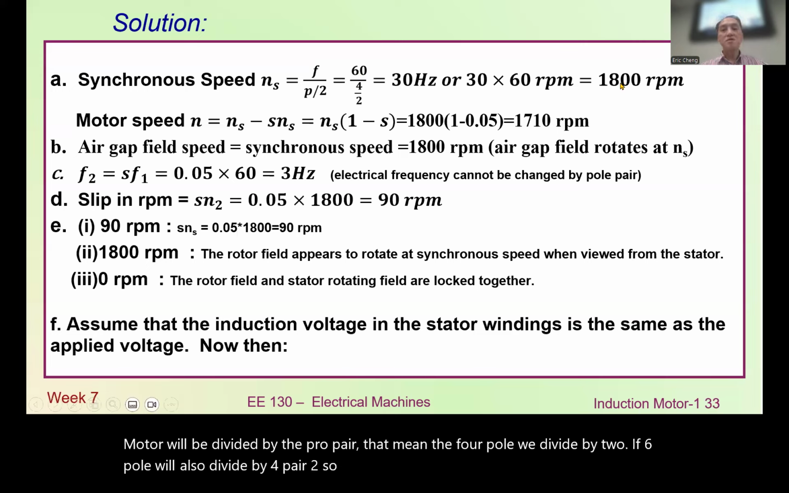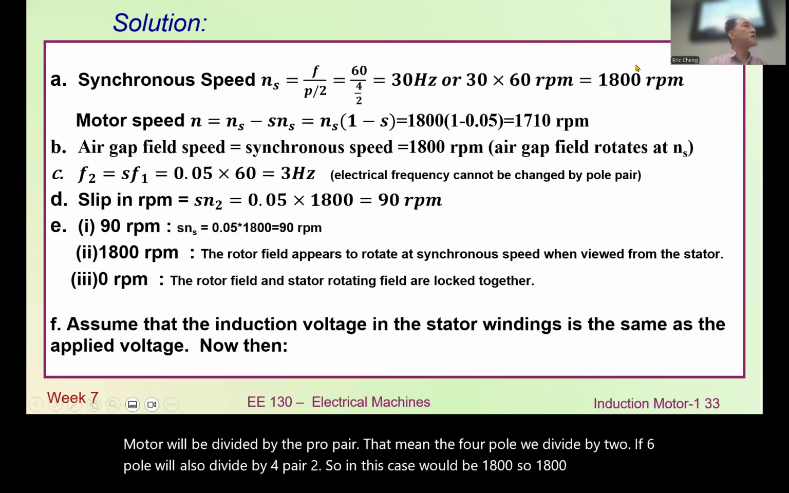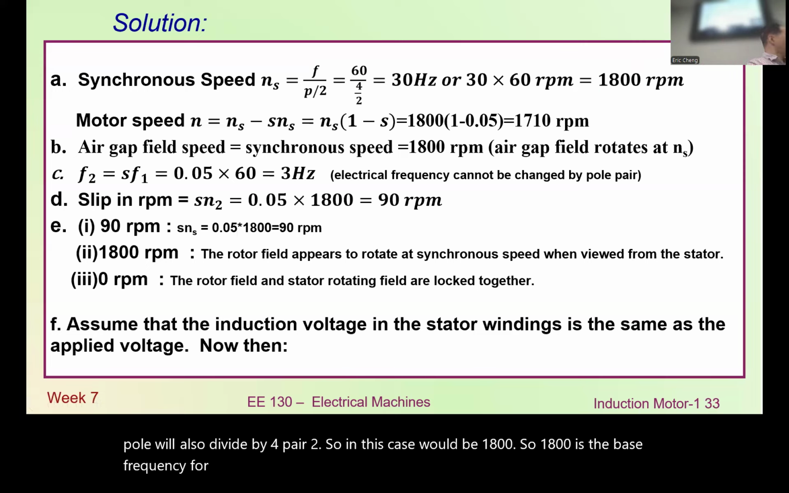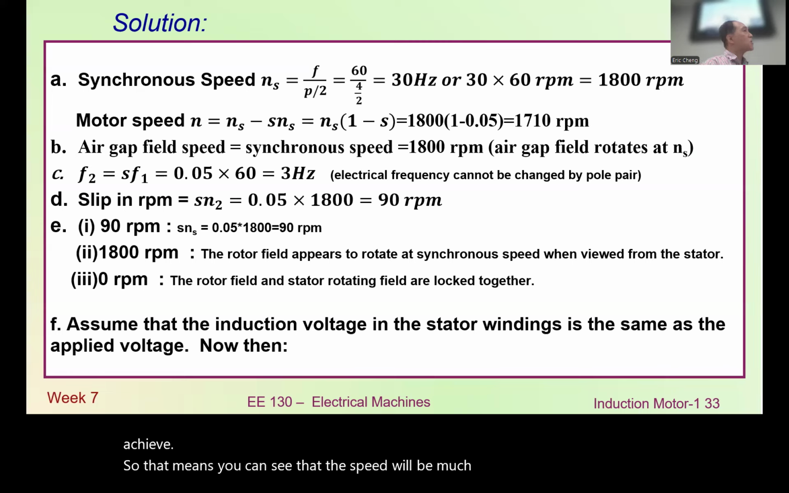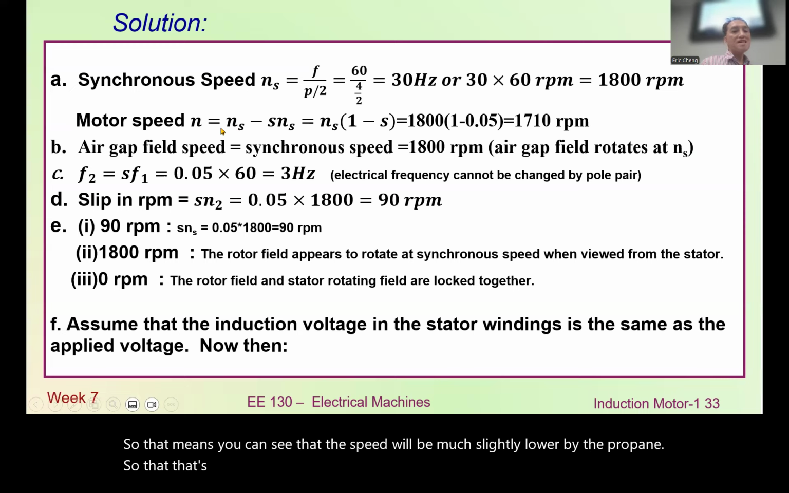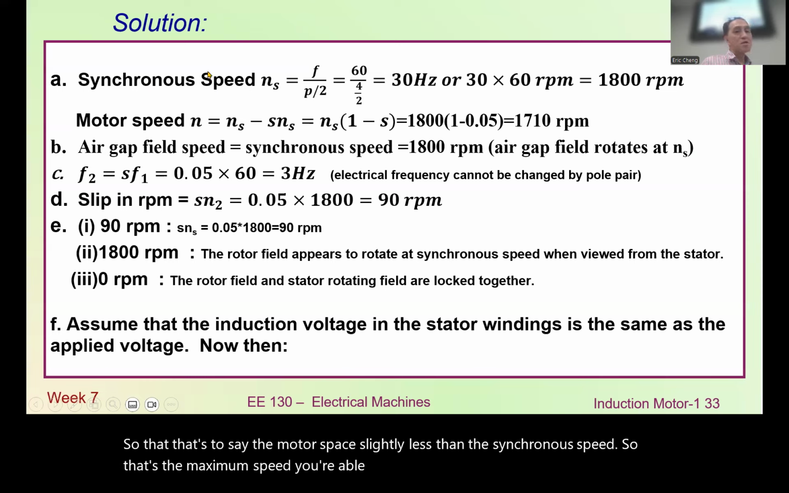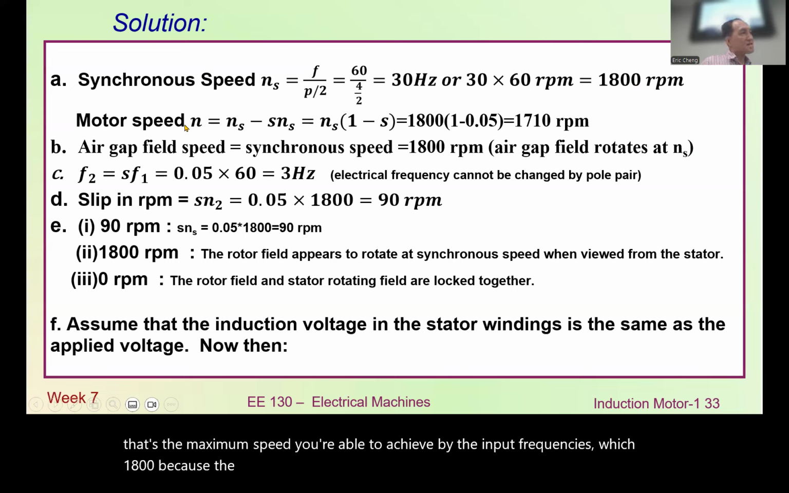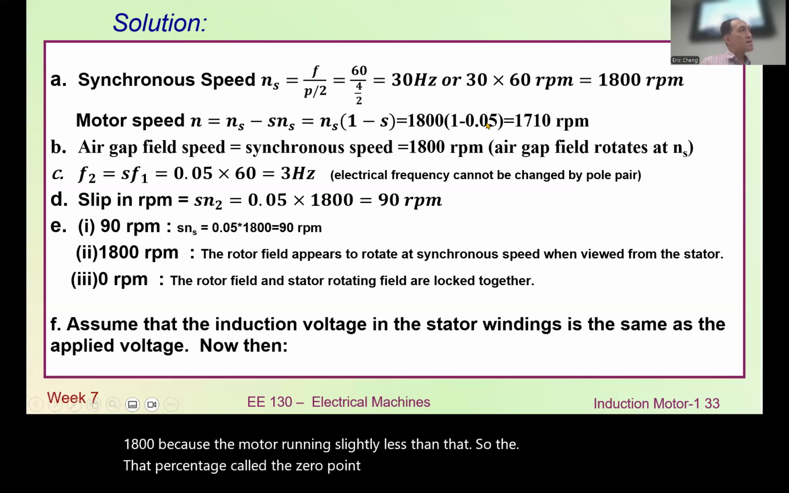So in this case, it will be 1,800. So 1,800 is the base frequency for the mechanical rotation. That's the maximum speed you are able to achieve. So the speed will be slightly lower, divided by the pole pair. That's to say the motor speed is slightly less than the synchronous speed. That's the maximum speed you're able to achieve by the input frequency, which is 1,800, because the motor runs slightly less than that. So that percentage, 0.05, is only reduced by this ratio.